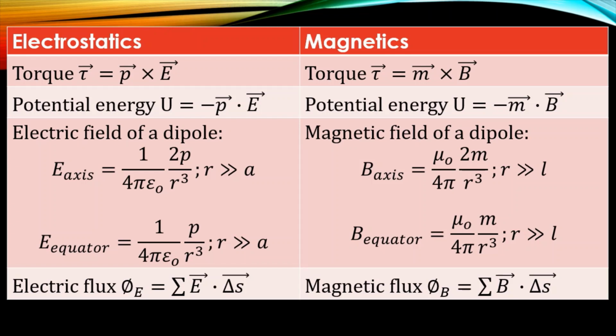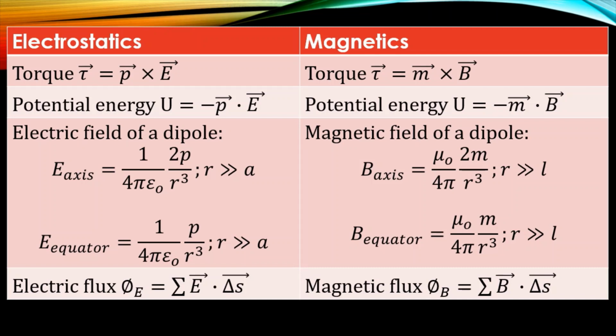And the last one is electric flux. Phi is equal to summation of E dot delta S, and by using Gauss theorem you can get this equal to sigma q over epsilon naught. In case of magnetic flux, phi is equal to summation of B dot delta S. Here remember that a magnetic monopole is not possible, right? A magnet is always available in the form of a dipole. So for a dipole, magnetic flux is always zero.